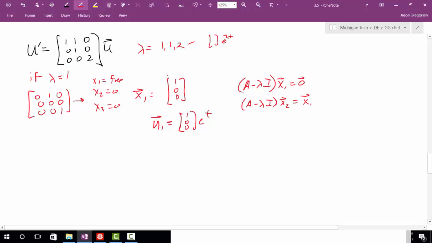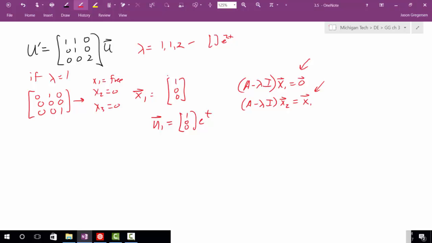Okay. So basically, I solved the first one to get my eigenvector. I got to have at least one. I have a theorem that says I'll get at least one eigenvector for the eigenvalue. But if that's all I get, I can use this equation to get a second one, because now I know what x1 is. Plug in x1 where it's supposed to be, find x2.